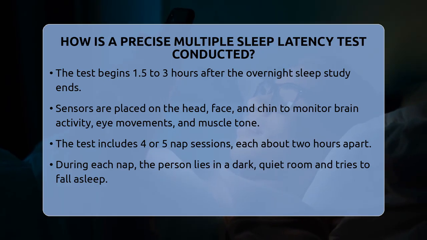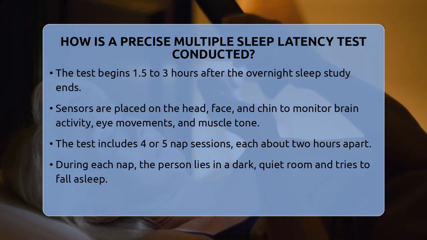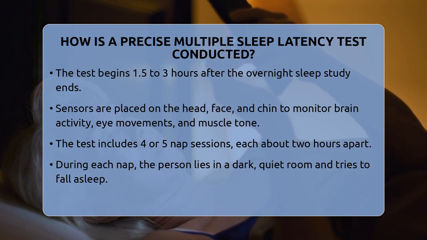Then, sensors are placed on their head, face, and chin. These sensors monitor brain activity, eye movements, and muscle tone. This helps determine when the person is awake or asleep, and if they enter REM sleep quickly. The test involves 4 or 5 nap sessions, each about 2 hours apart.